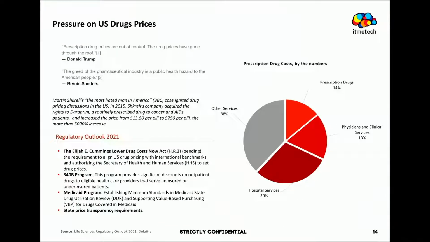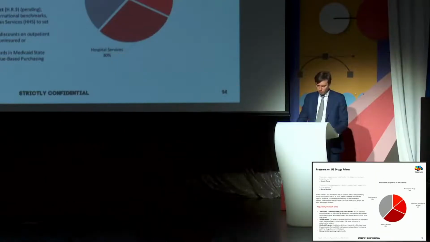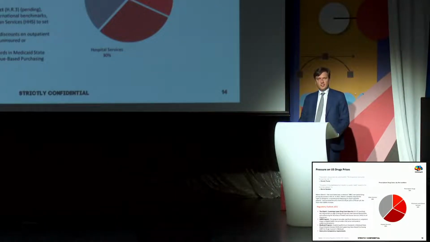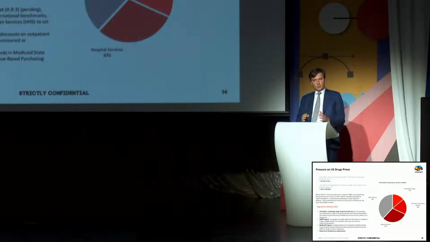Okay, you have to know the guy, because this is the most hated guy in the world, especially in the drug industry. Actually, what he did was he bought a company. He acquired the rights for a drug, which was used primarily by HIV positive patients, and raised the price from $13.5 to $750 per pill. So just at once, because he could do that.